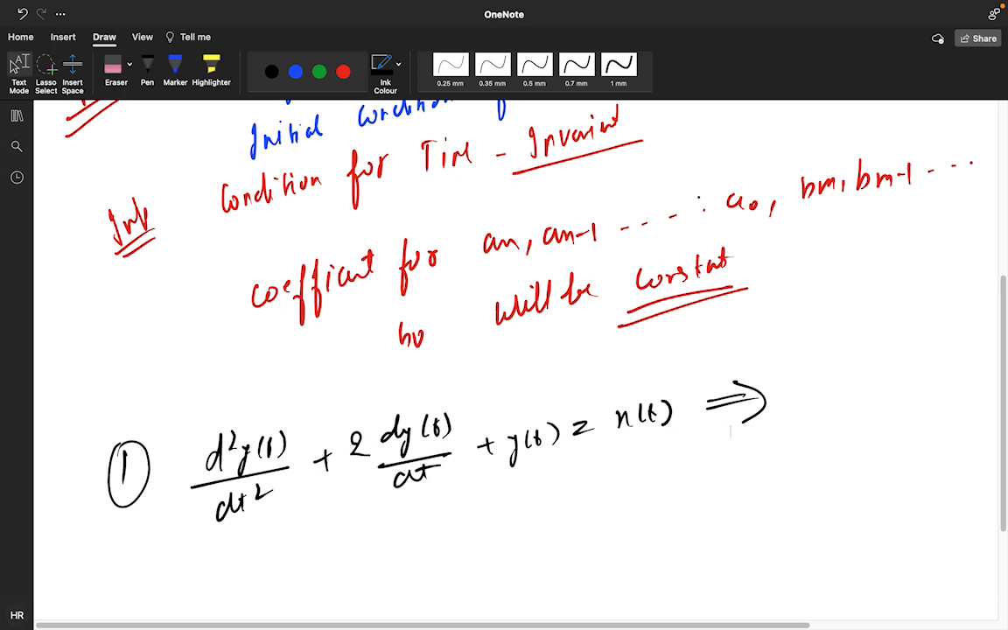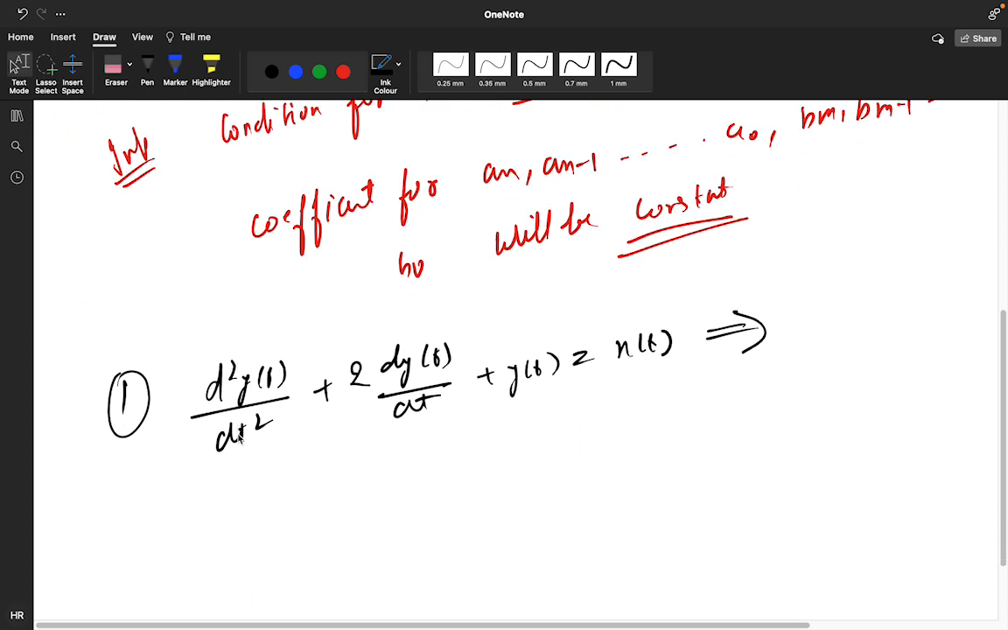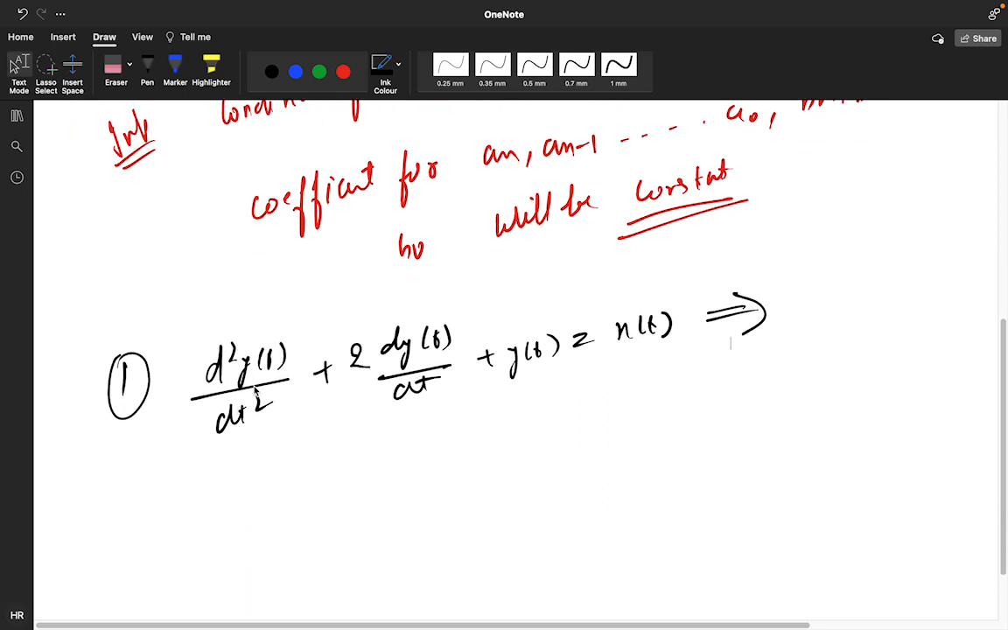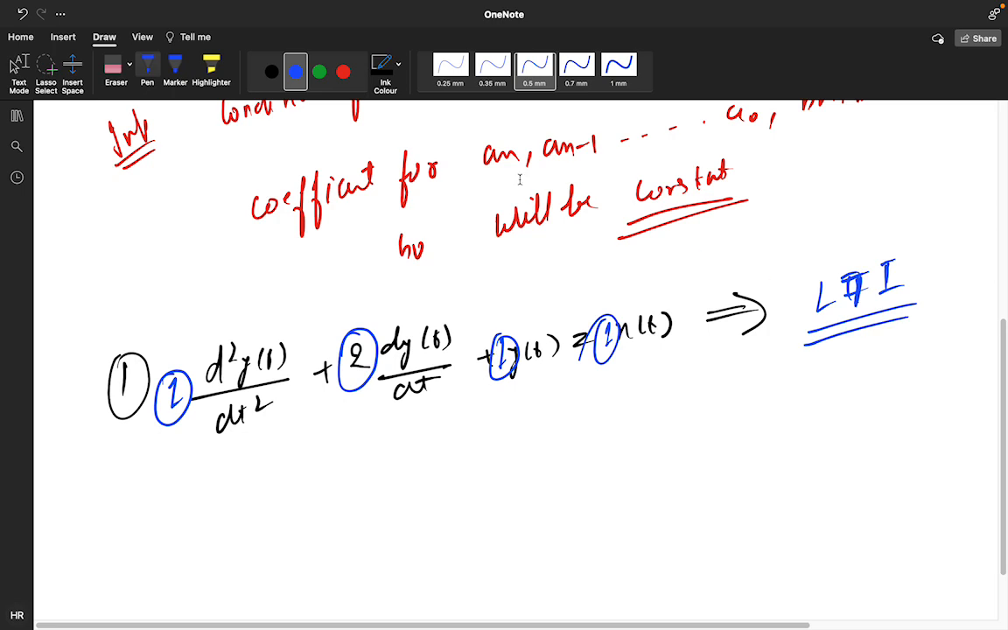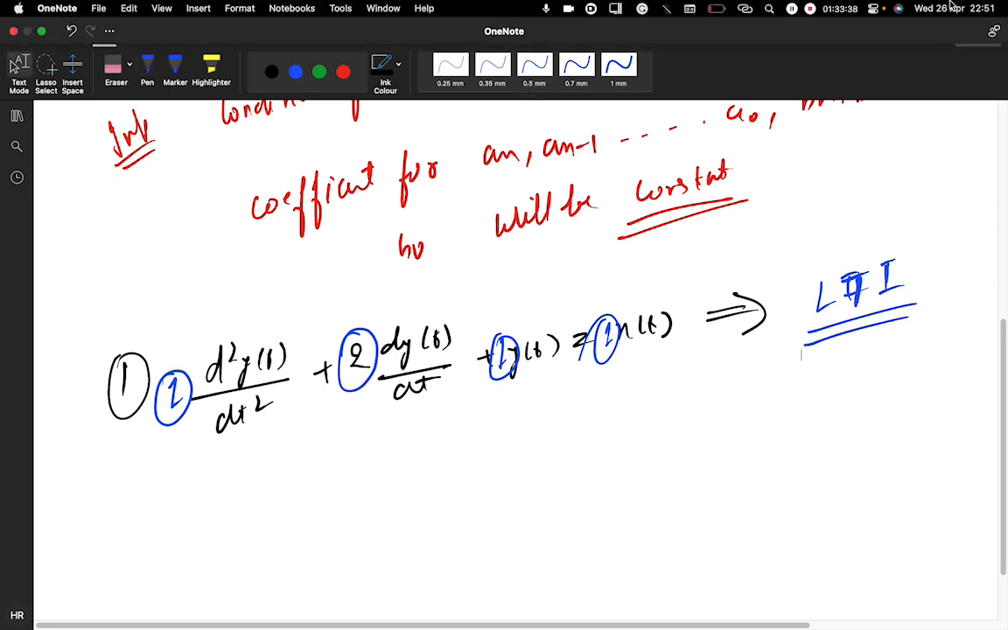This is an LTI system, na. There is no initial condition, and all the coefficients are constant only. Here the coefficients are 1, here 2, here 1, and in this part the coefficient is 1 only. So this is an LTI system. Directly we can say it is a linear time invariant system, right?